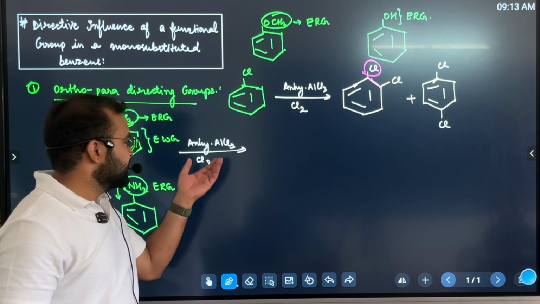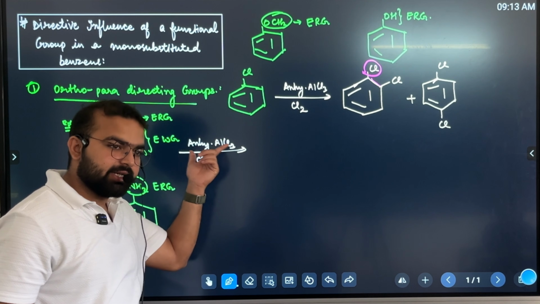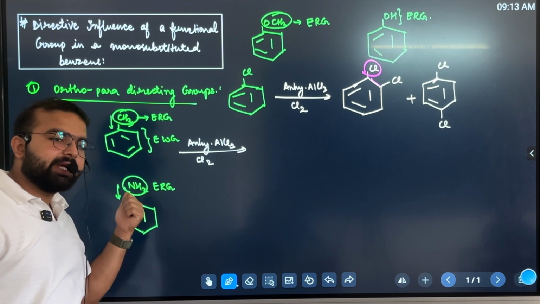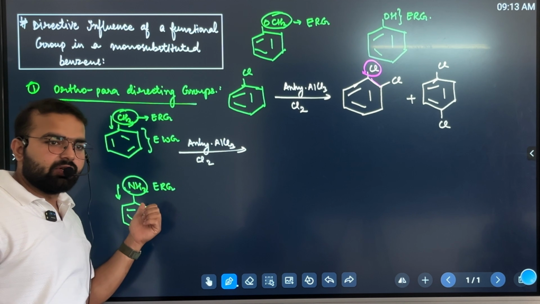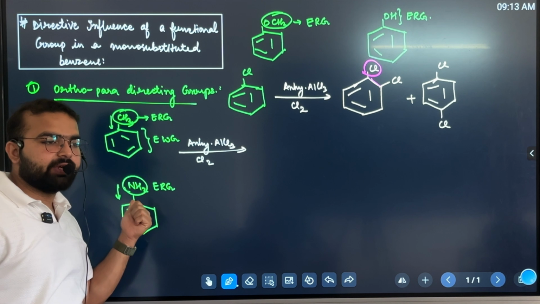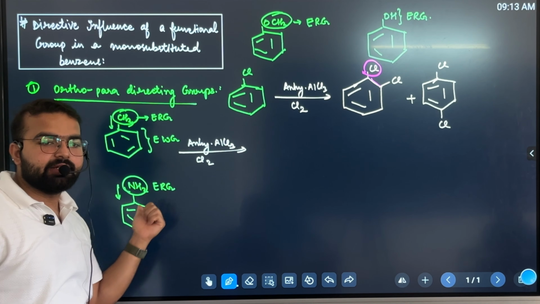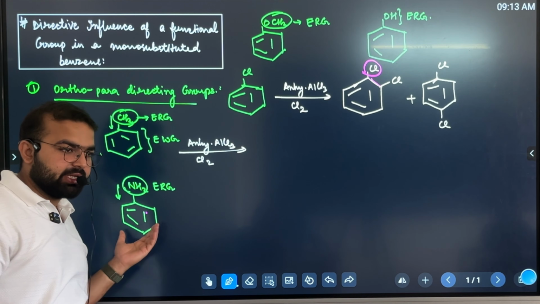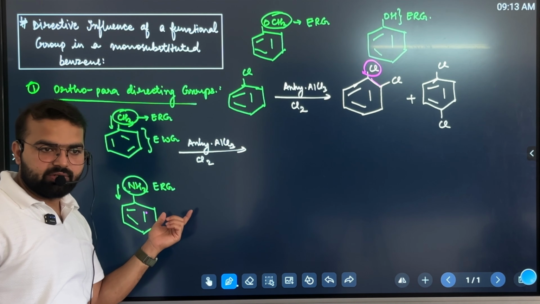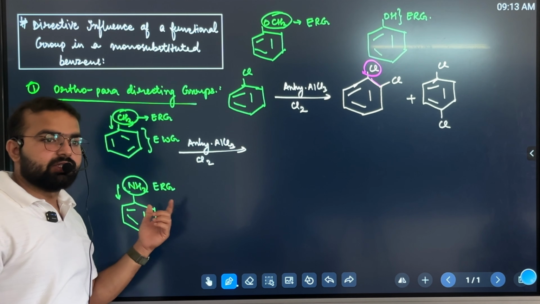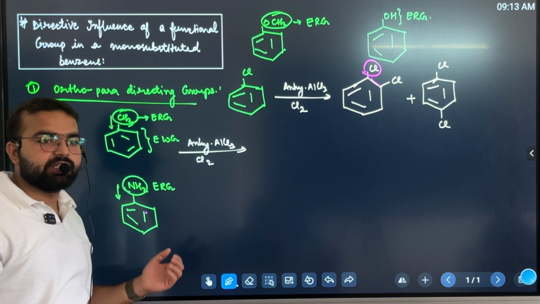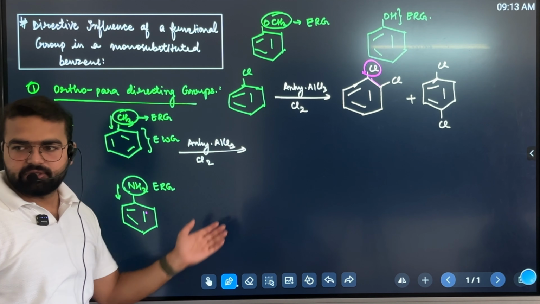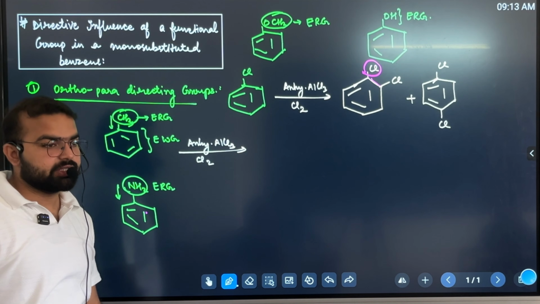So what is happening here? Remember, this is an acid and NH2 is a base. So normally when you do the reaction of NH2 with anhydrous AlCl3, it will not proceed in that pattern. Why? This is a base and you are applying an acid over there as a catalyst. So a neutralization reaction will happen instead of substitution at the ortho and para positions. This is also a question.